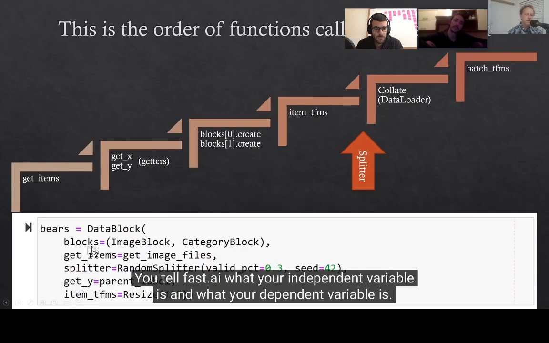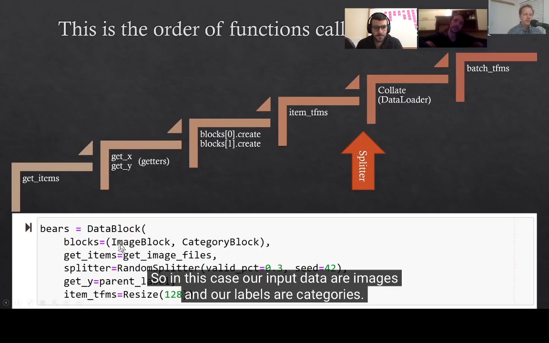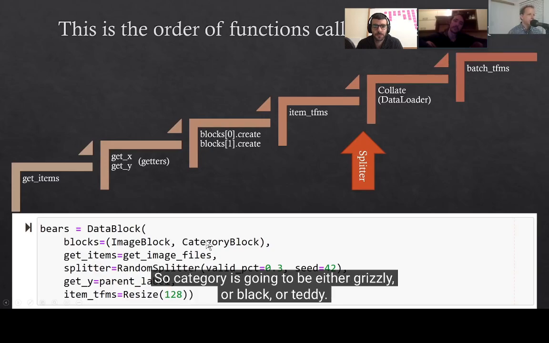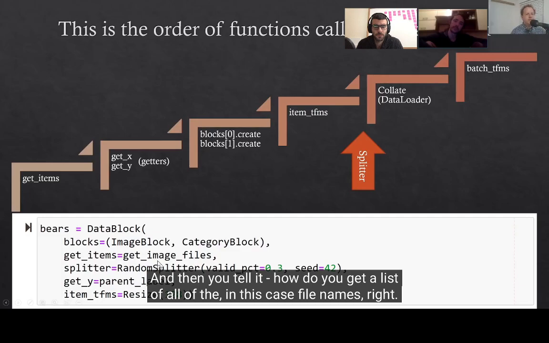You tell Fast.ai what your independent variable is and what your dependent variable is, so what your labels are and what your input data is. In this case, our input data are images, and our labels are categories. The category is going to be either grizzly or black or teddy. That's the first thing you tell it, the blocks parameter. Then you tell it, how do you get a list of all of the, in this case, file names?